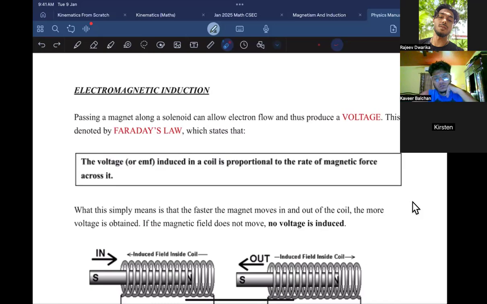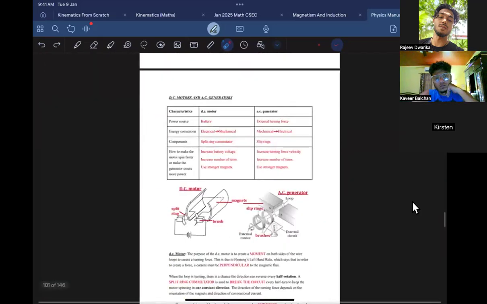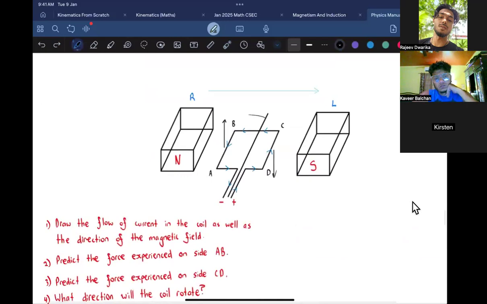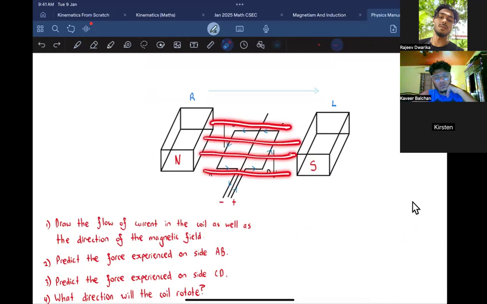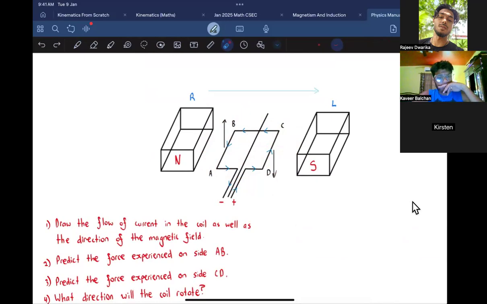Let me say that one more time. Anytime I spin this coil, the coil is going to cut the magnetic field. So there's a change in magnetic field because the coil is spinning. If the coil is in this position, it will be different from when the coil is in this position. So anytime there's a change in magnetic field, a voltage is produced.